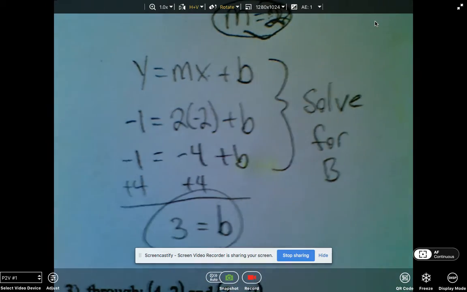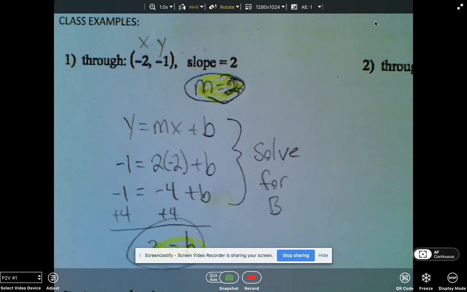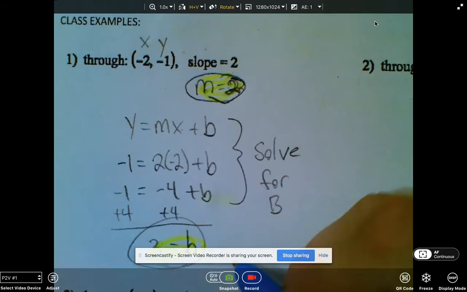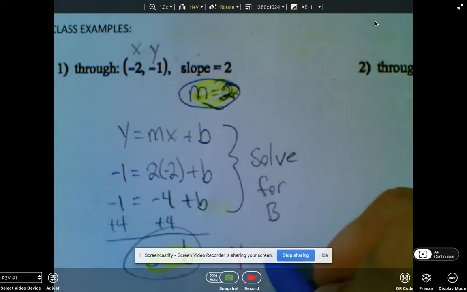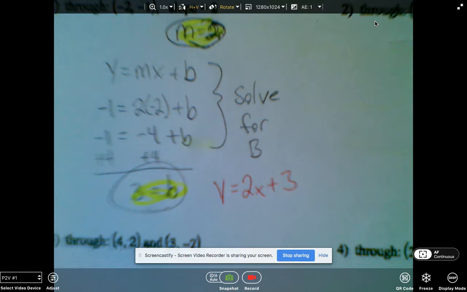Okay, so the last step altogether is to write the entire equation. So we have our m, we have our b. Who thinks they can plug it into mx plus b format? Yeah, so it's going to be y equals 2x plus 3. All right, so let's try another one.